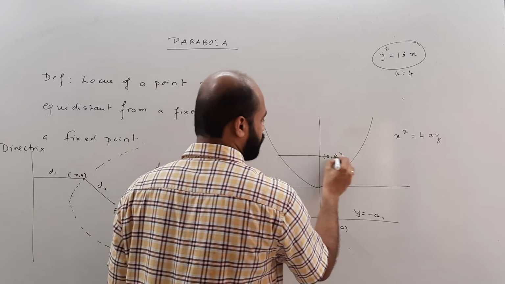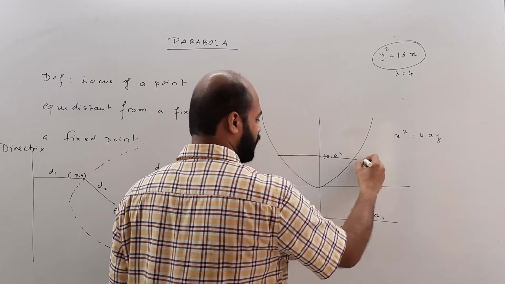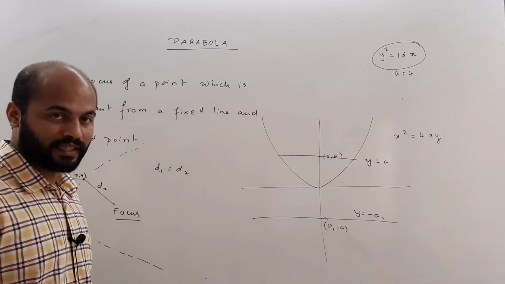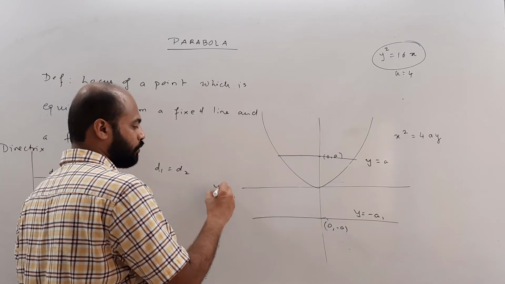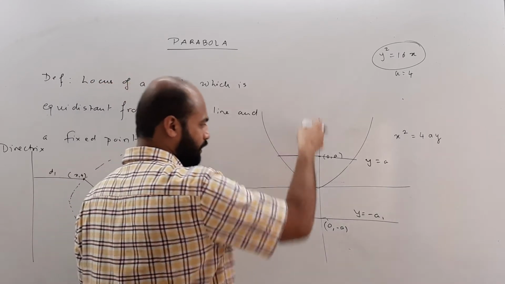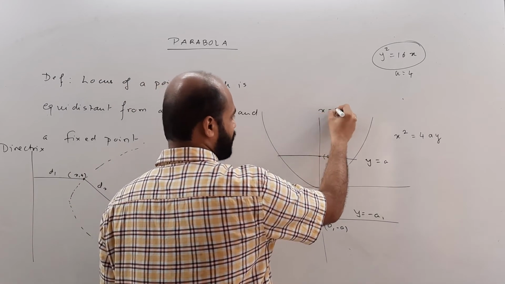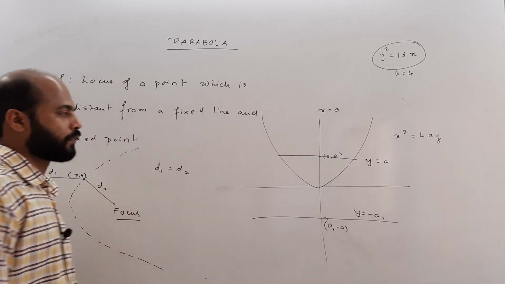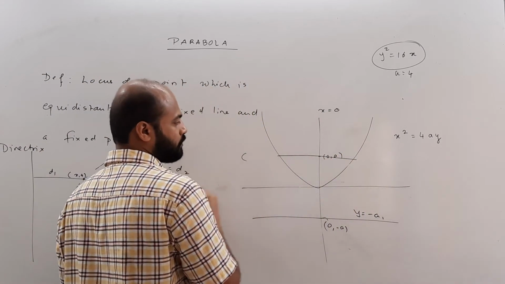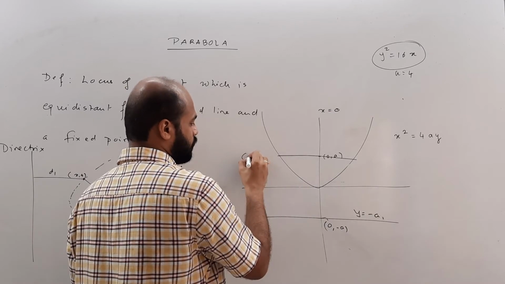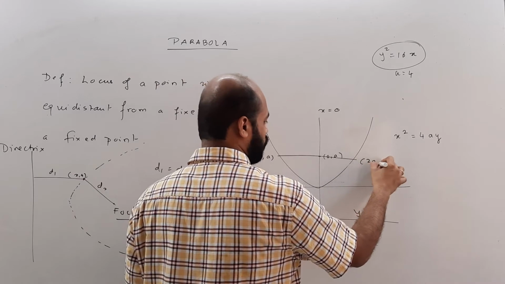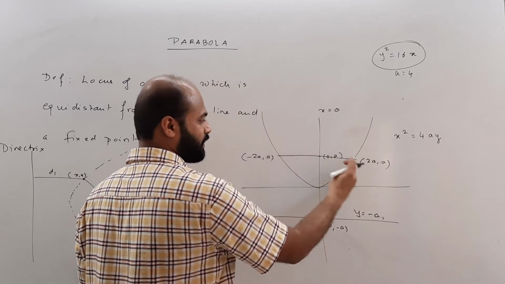Similarly, the equation of latus rectum is going to be y is equal to a, and the equation of axis this time is going to be x equals to 0. Now this point is really simple. So this point is going to be minus 2a comma a. This point is going to be 2a comma a. The length of this latus rectum is 4a.